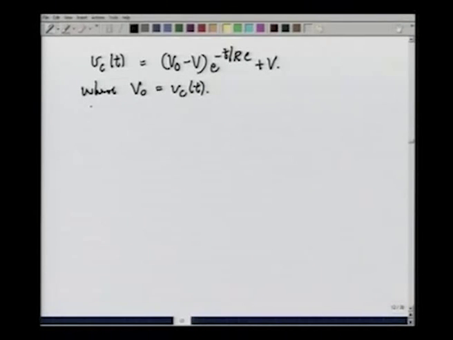Now, let us see what is the input over here. Input is the DC signal V. The output is V c of t. So, let us relate it to the block diagram we had over here by making another block diagram.